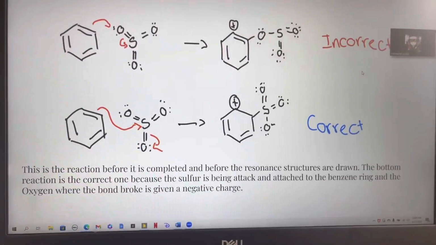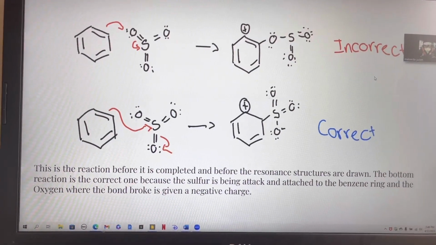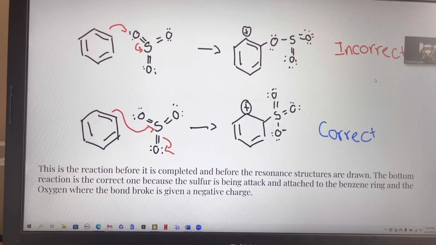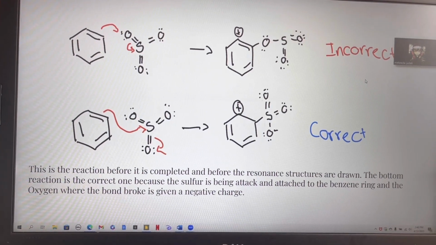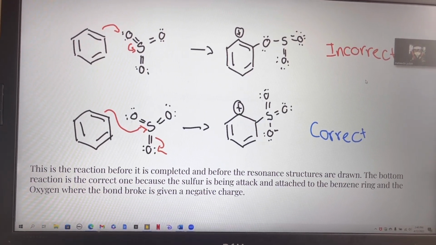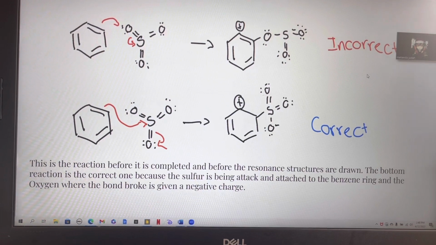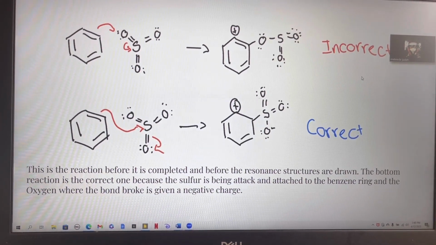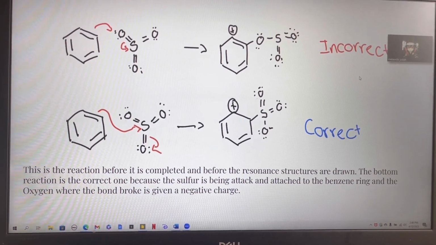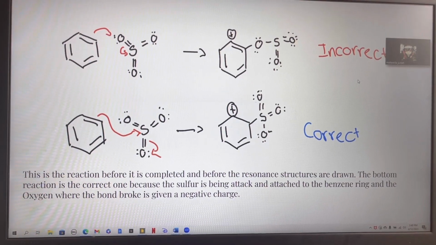So the reaction at the top is incorrect, because instead of attacking the sulfur, it's attacking the oxygen, and the oxygen is being connected, which leads to there not being a negative oxygen, which is supposed to be there.